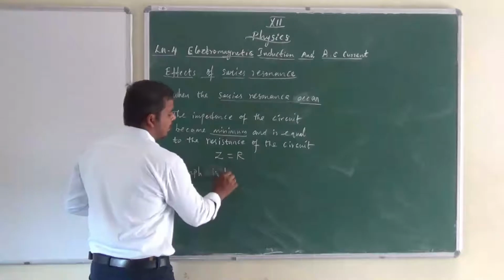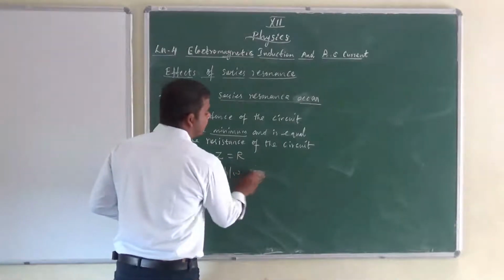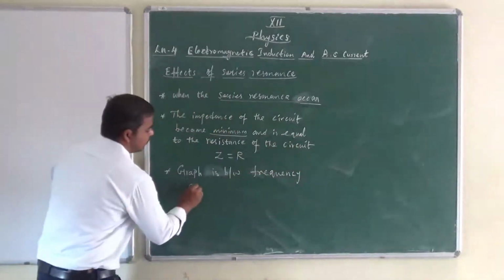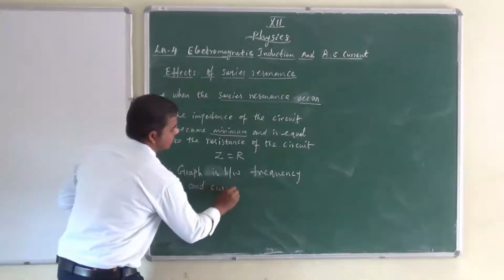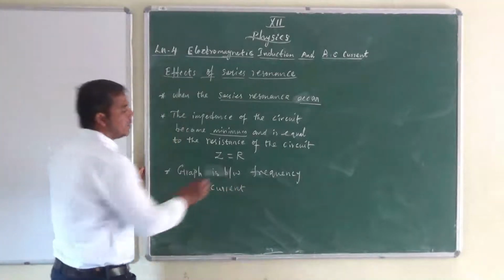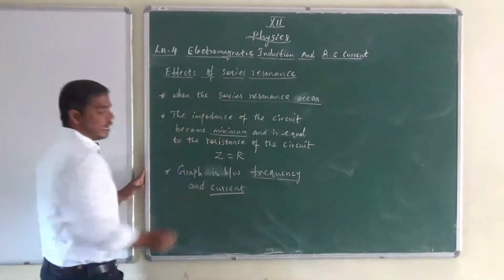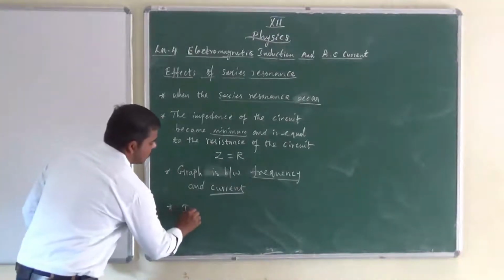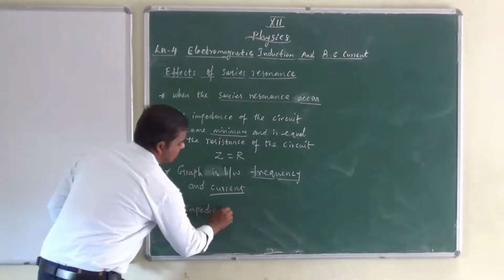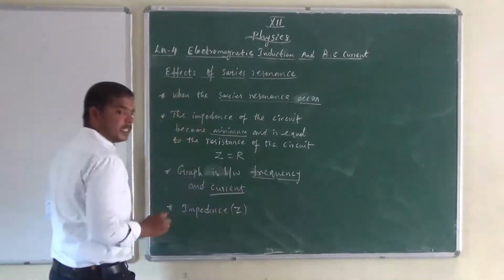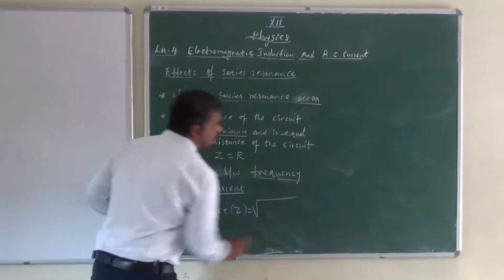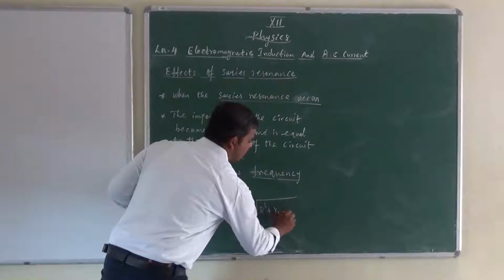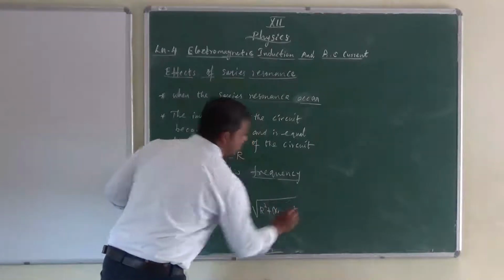Graph between current and frequency. So we can draw the graph between frequency and current. I will draw it later. So impedance Z, what is that mathematical expression? Z equals the square root of R square plus (XL minus XC) the whole square.